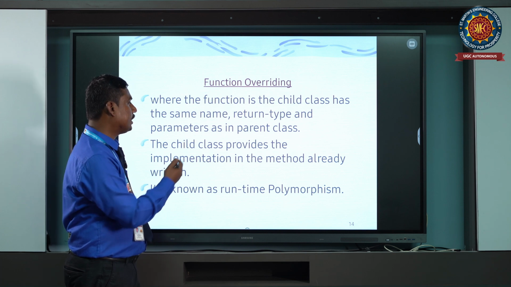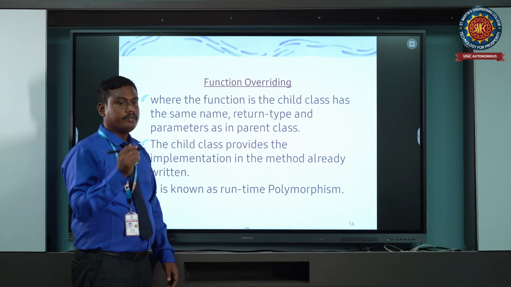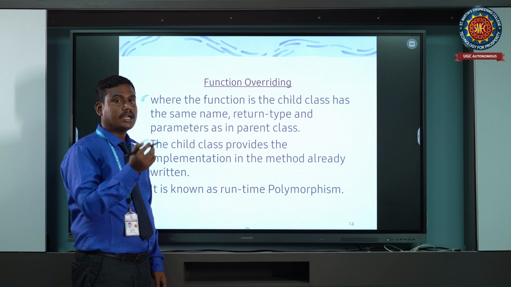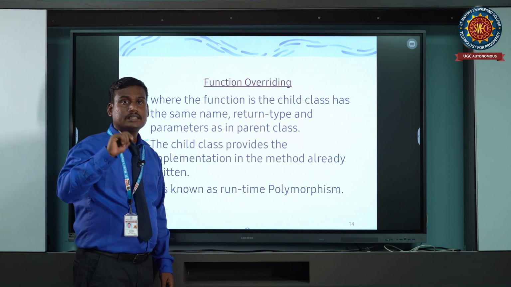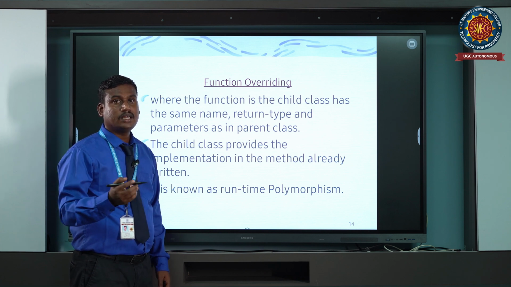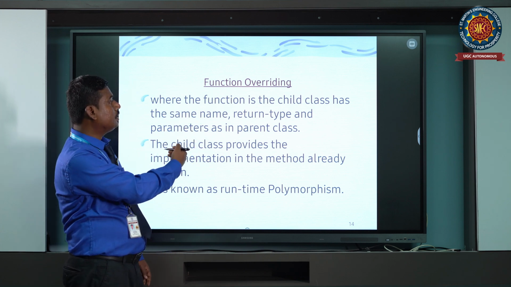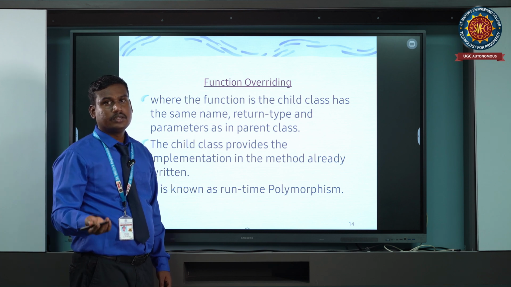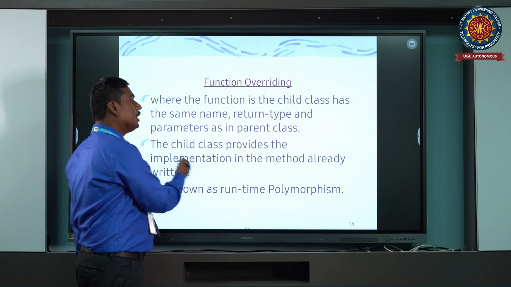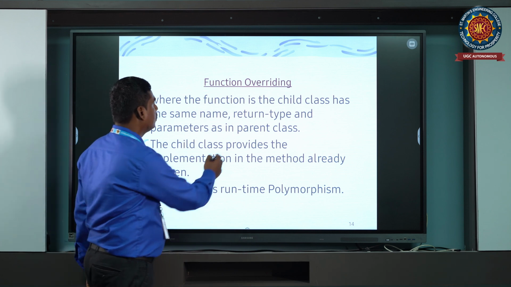The child class provides the implementation of the method already written in the parent class. It is known as runtime polymorphism, because overloading is decided at compile time, whereas here it happens at runtime. We know the result and calculation done in the parent class, and depending on that, the child class executes and returns its value. That's why it is called runtime polymorphism.